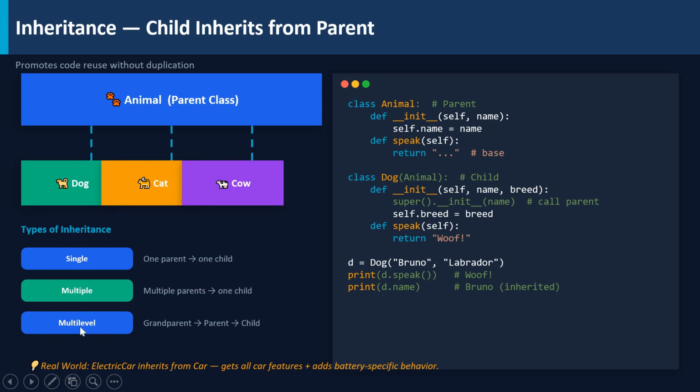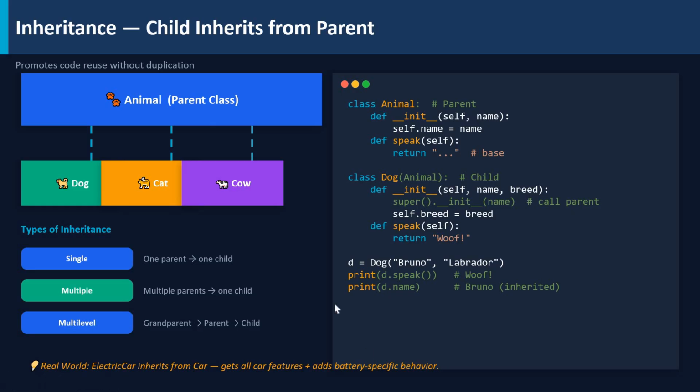Single level, multilevel, multiple and hierarchical. I did not define them all, but they are also there. For a real-world understanding of inheritance, an electric car inherits from the car, right? It gets all the car features as well as adds battery-specific behavior. So this is one simple example of inheritance.